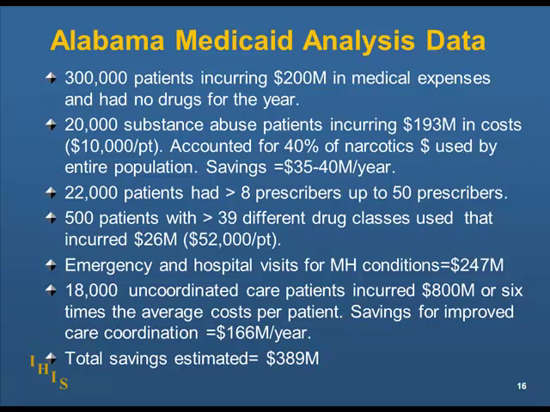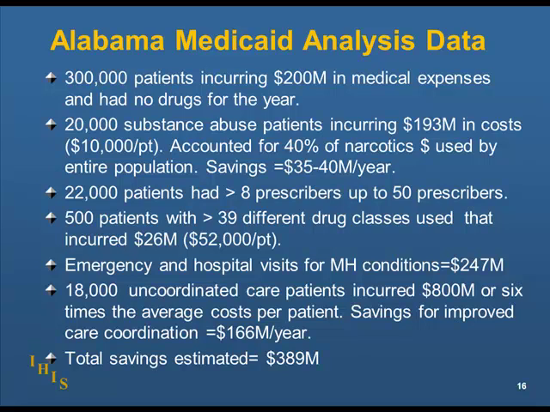Mental health, $247 million were spent on inpatient visits for mental health crisis situations. So we really need to be doing a better job in mental health. And then the interesting part was they asked us to identify the extreme uncoordinated care patients, which we did. There were about 18,000 people. Remember, this is out of a 1 million member Medicaid-only population. There's 2 million members in Alabama Medicaid, but a lot of them are dual eligibles or long-term care patients. And we're only looking at straight Medicaid here.